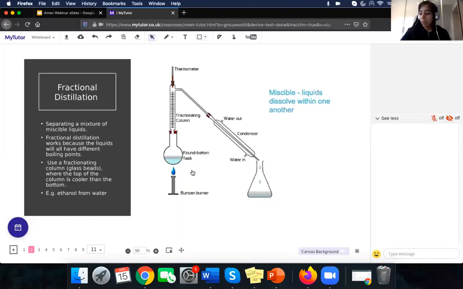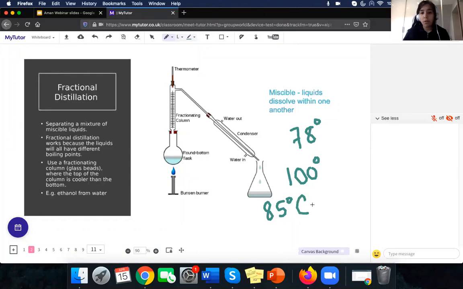Because we know that the boiling point of ethanol is around 78 degrees. You don't need to know this, but it is about 78 degrees. You do need to know that the boiling point of water, though, is 100 degrees. So if our Bunsen burner is at a temperature of about 85, we would expect all of the ethanol to evaporate, but potentially some of that water might start evaporating.